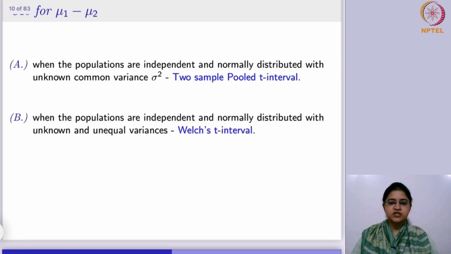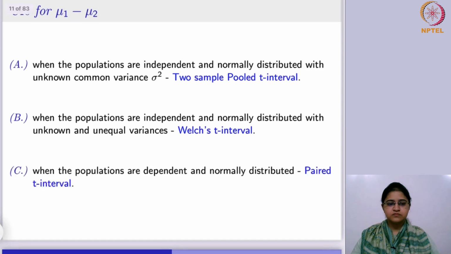The next condition is when the variances can be different for the two populations. In such a scenario, we refer to it as the Welch T interval. The last one is when the populations are dependent and normally distributed, which gives you the paired T interval. These three cases will be studied under the confidence interval for the difference of two population means, that is mu1 minus mu2. Here we are going to utilize the concepts that you studied in week 5.